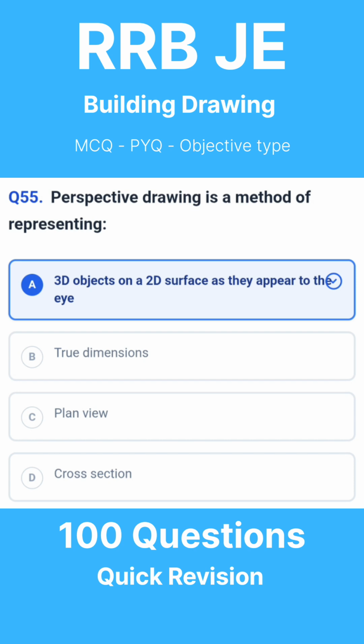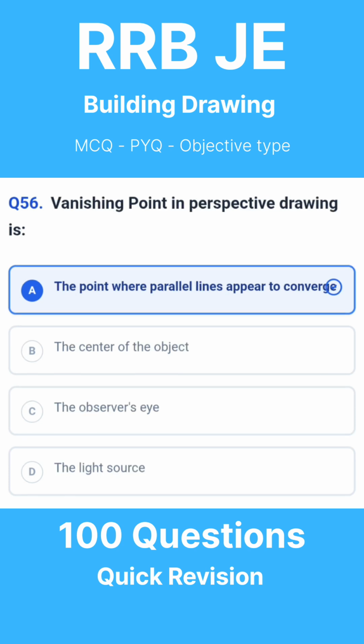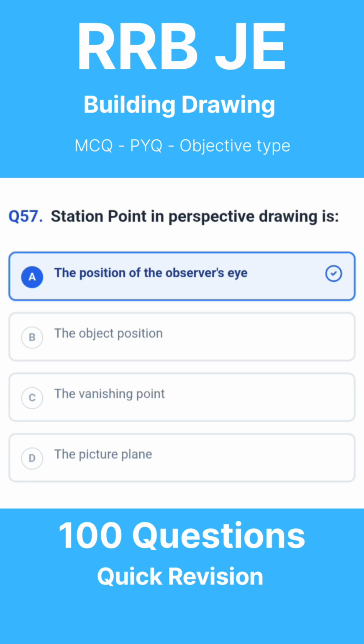Question 55. Perspective drawing is a method of representing ___. The correct answer is 3D objects on a 2D surface as they appear to the eye. Question 56. Vanishing point in perspective drawing is ___. The correct answer is the point where parallel lines appear to converge. Question 57. Station point in perspective drawing is ___. The correct answer is the position of the observer's eye.